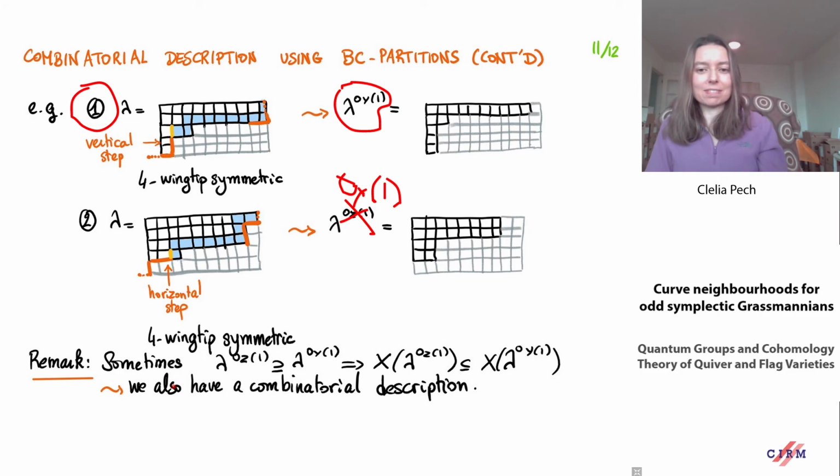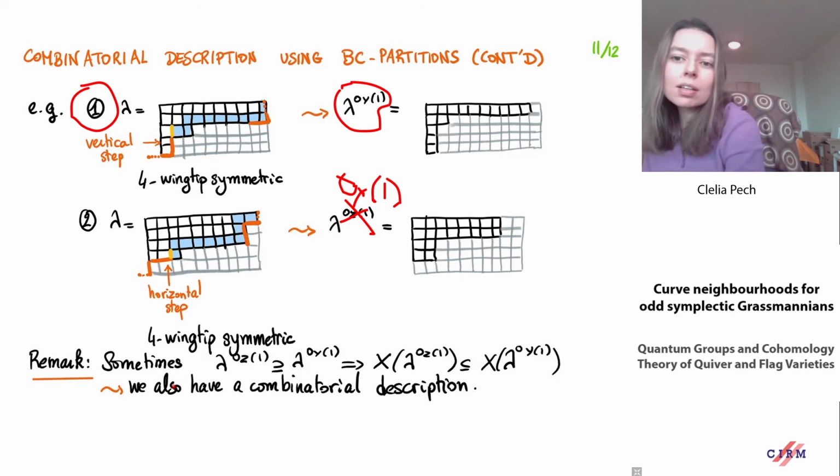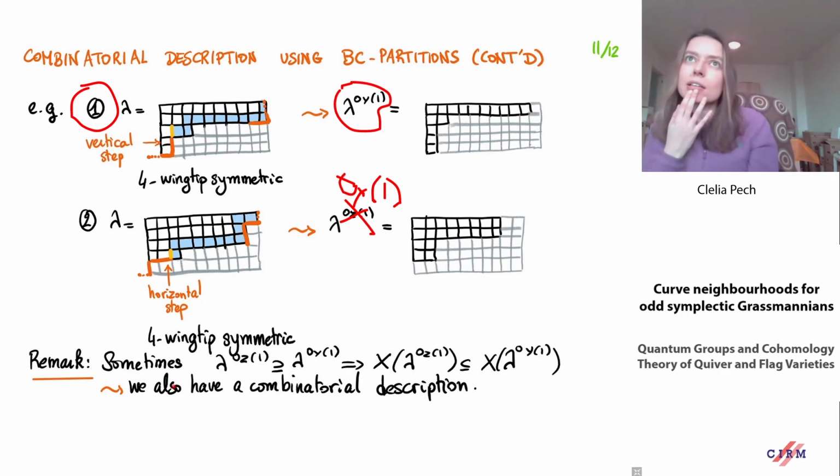Are there some other questions? Maybe I have some. To compute the curve neighborhood, you could compute it in the bigger symplectic Grassmannian, which is homogeneous, and then intersect with the odd symplectic Grassmannian. So is there a difference?